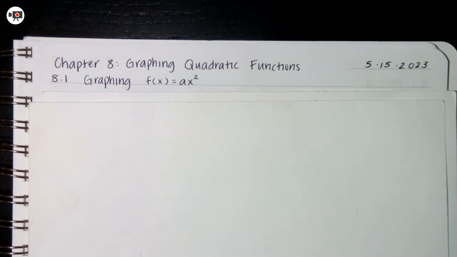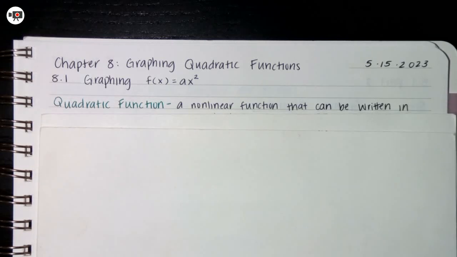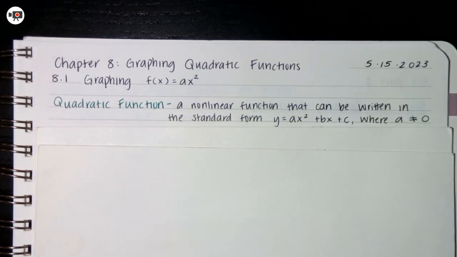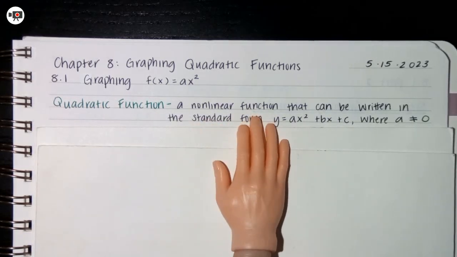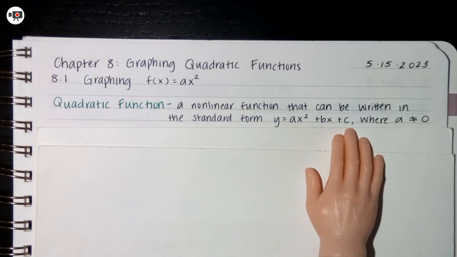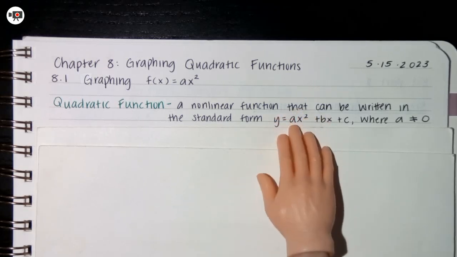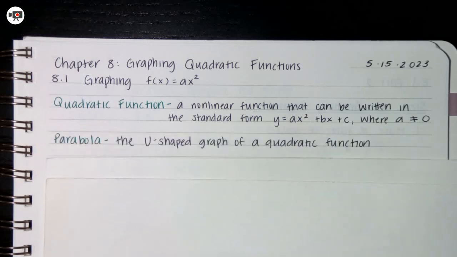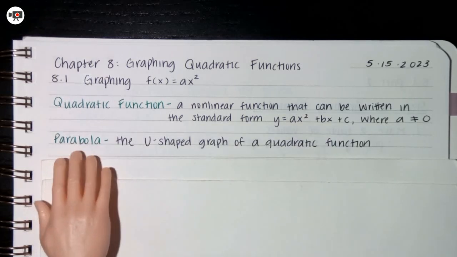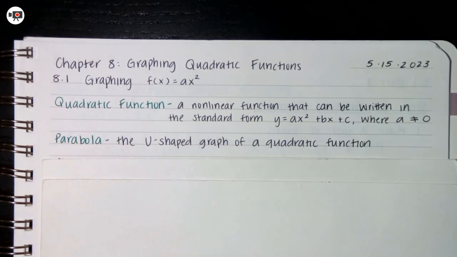This is Chapter 8, 8.1, Graphing f of x is ax squared. And this is a quadratic function, which is a nonlinear function, so it's not a straight line, that can be written in the standard form y equals ax squared plus bx plus c, where a is not 0. So this x squared term has to be here. And a quadratic function graphs as a parabola, and a parabola is a U-shaped graph.